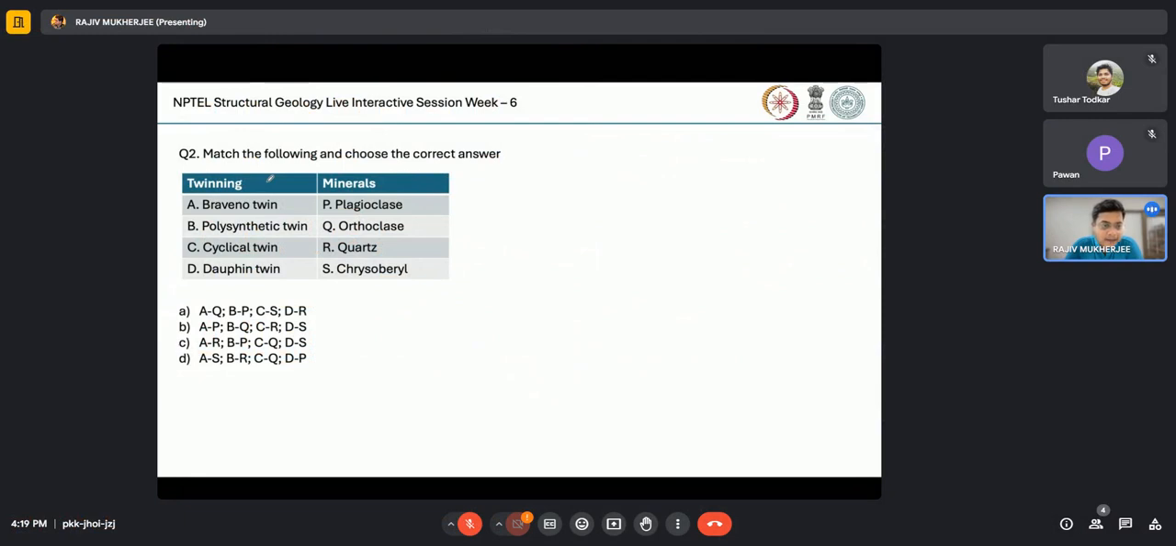And the options are given as option A is equal to Q, B is equal to P, C is equal to S, and D is equal to R, and eventually the other options are also present. So what could be the right answer? Any idea?